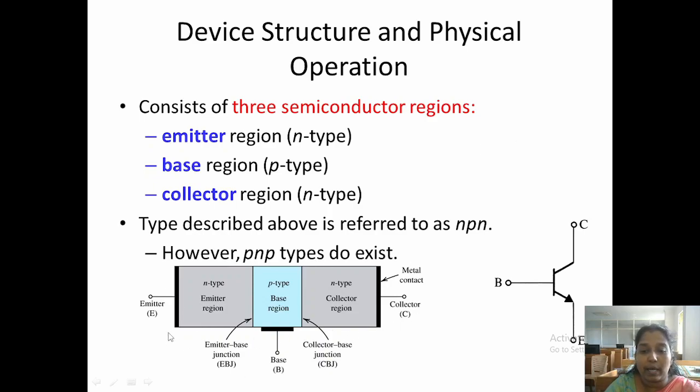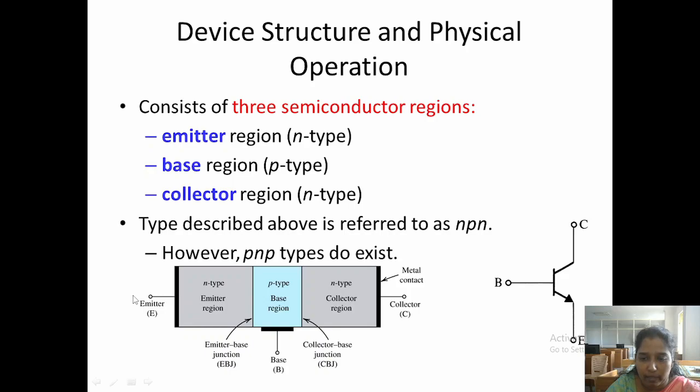Here, for example, we have considered an NPN type transistor. This is the N-type, which we call the emitter region. This is the P-type, which we call the base region, and this is the N-type, which we call the collector region. The junction between the emitter and base region we call the emitter-base junction, and the junction between the collector and base region we call the collector-base junction. At each end there is a metal contact, which we call an ohmic contact, to connect a terminal from the collector, as well as an ohmic contact to connect a terminal from the emitter.